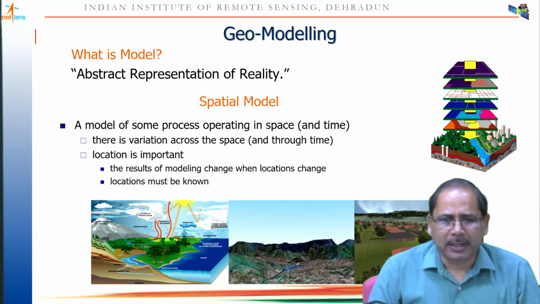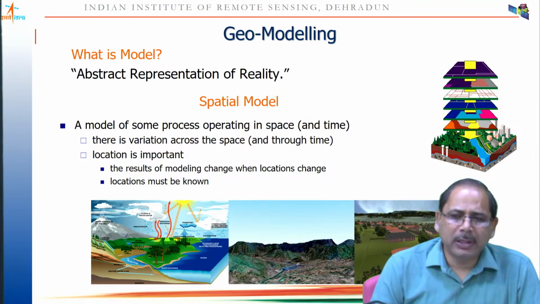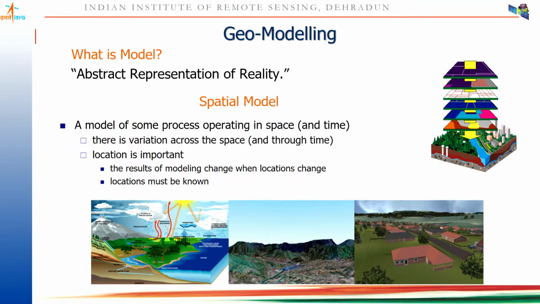So when you have the data, what should you do with it? There is something called geomodeling. By definition, a model is an abstract representation of reality. When you have geographical data and you are applying some geocomputation technique on this data, a spatial model is basically a model of some process operating in space and time. There is a variation across space through time, and location is important. The result of modeling changes when the location changes.